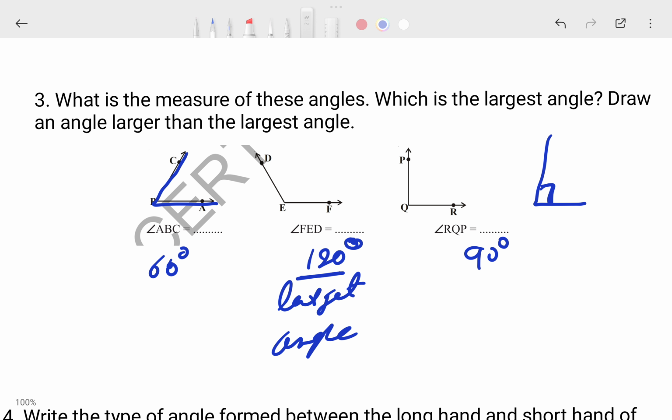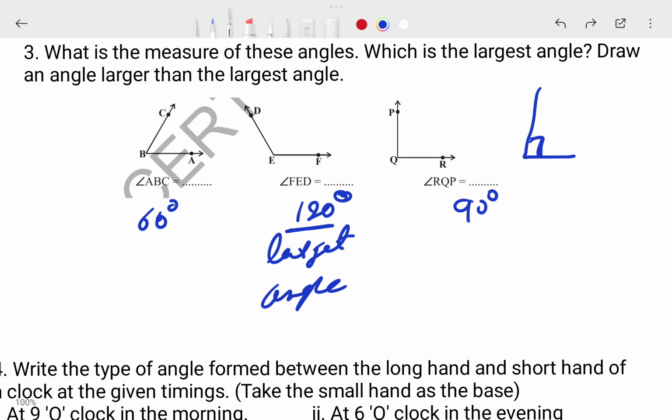This is simple, just take the protractor and measure. This is going to be 60. If you do like this, this is going to be a right angle, 90 degrees. Exactly, this is 90 degrees. So I hope the third one is clear. We just have to measure.